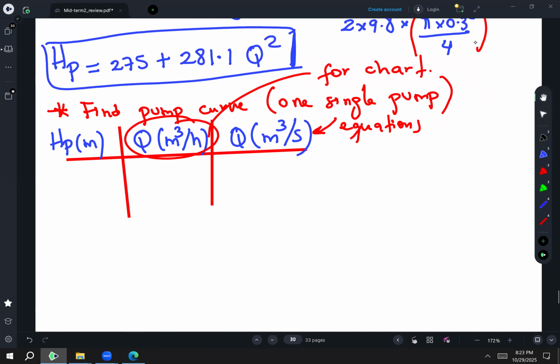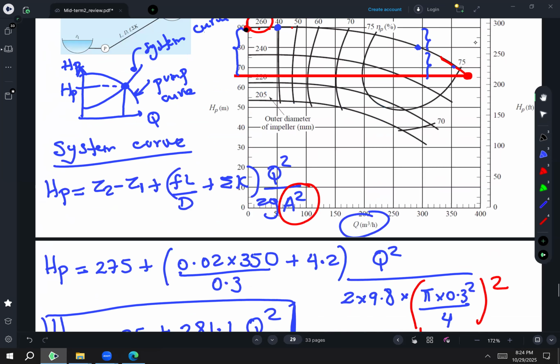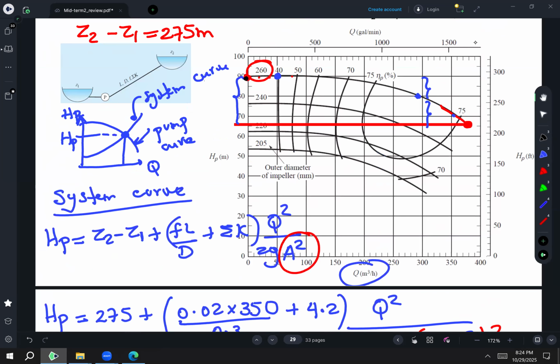Okay, so HP will be 90 and the flow is 0. Of course, the conversion also is going to be 0. The second point will be the ending point. So basically this point here, the end. And that is giving me a head of about 66 meters.